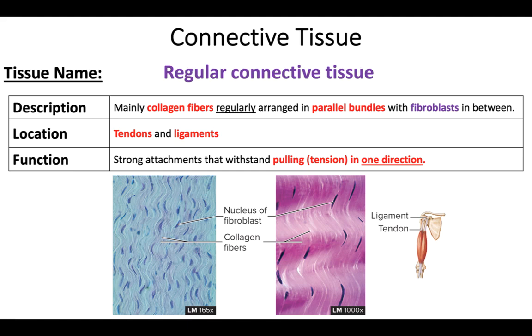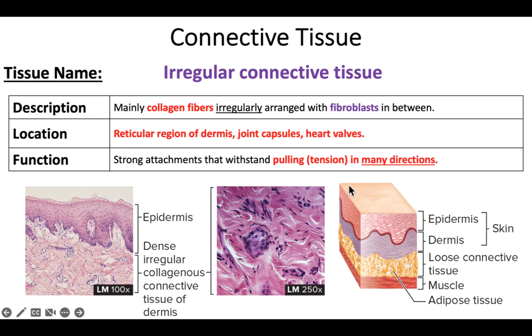So what's the main function? Strength in kind of one direction. So it's not going to be strong in all different directions. It's going to have strength when it gets pulled on. We call that pulling tension. So it has tensile or pulling strength. So that's regular. Now notice regular compared to irregular. The irregular connective tissue, the collagen is kind of randomly or irregularly arranged.